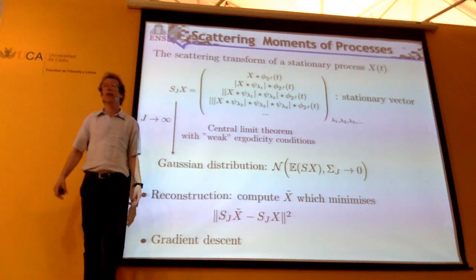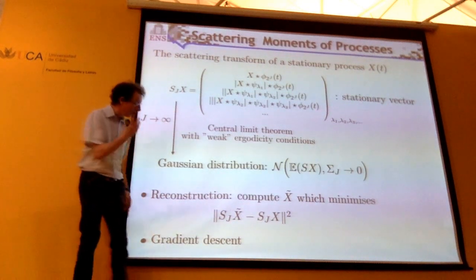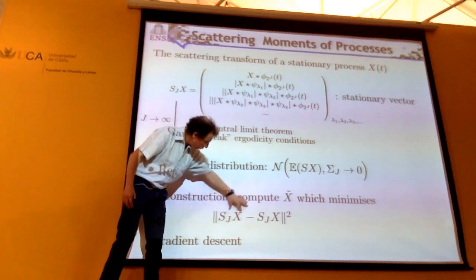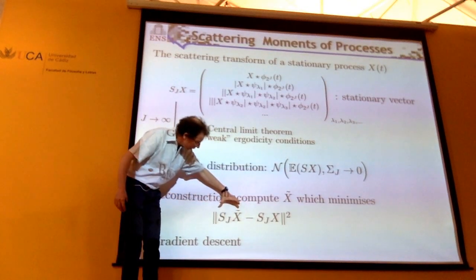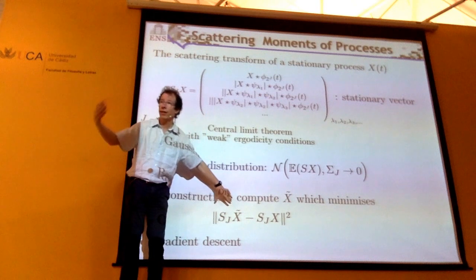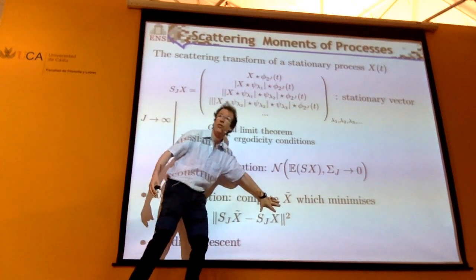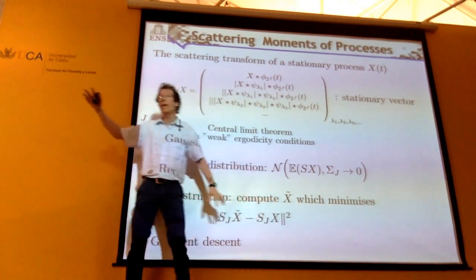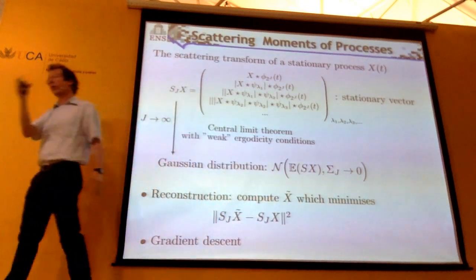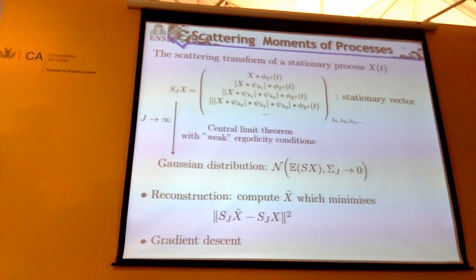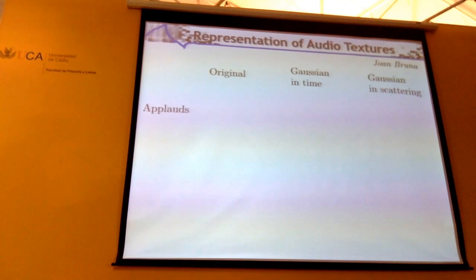The way we're going to do it is that we begin with a random seed, and we try to find an X tilde, with a gradient descent algorithm, which reconstructs as closely as possible the scattering transform of X. So basically, we try to invert the network. It's not an inversion in the sense that we're not going to recover the real X, but we're going to recover an X tilde that belongs to a similar family. I'm going to show you examples now.